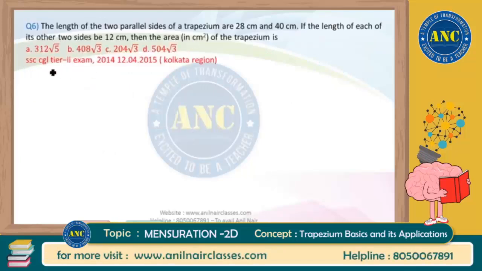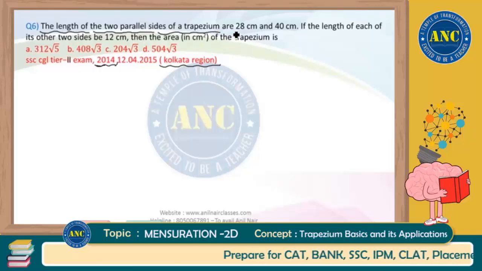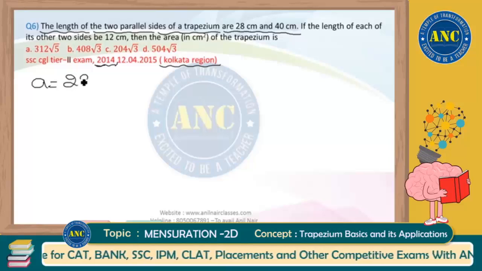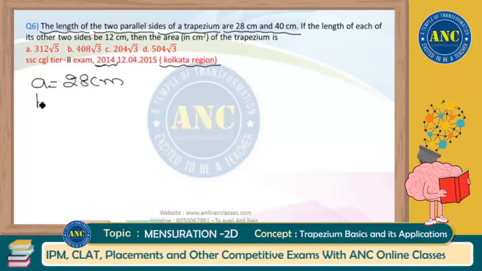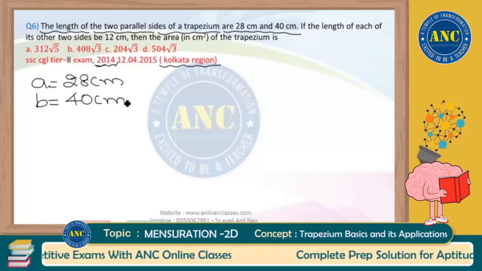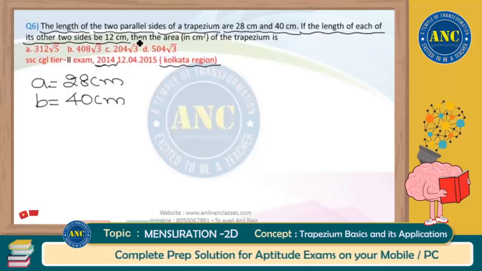Question number 6. It is your SSC CGL Tier 2 examination question, in the year 2014. It is specifically mentioned here as Kolkata region. Now let us read the question. The lengths of 2 parallel sides of a trapezium are 28 and 40 centimeters. A value is given as 28 centimeters. B value is given as 40 centimeters. Till here I don't have any doubt. Next, the length of each of its other 2 sides is 12 centimeters.